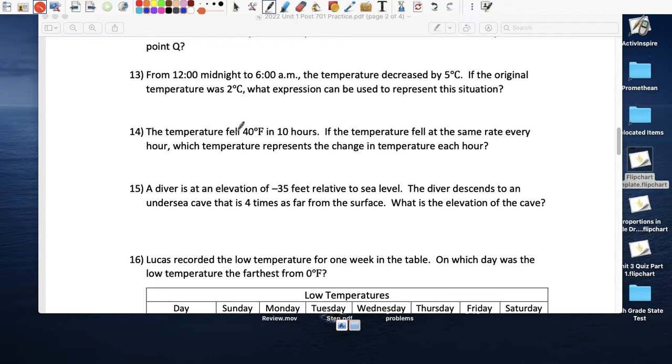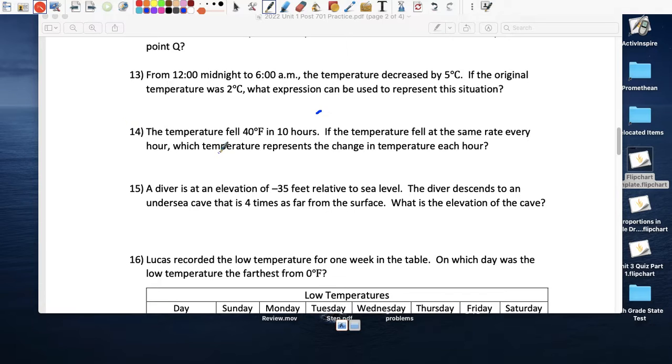14, the temperature fell 40 degrees in 10 hours. So you had 10 hours, right? If the temperature fell at the same rate every hour, which temperature represents the change in temperature in 1 hour? So I think you can think about money. Hey, I was in a casino, I lost $40 in 10 hours. If I lost the same amount every hour, how much money did I lose per hour?